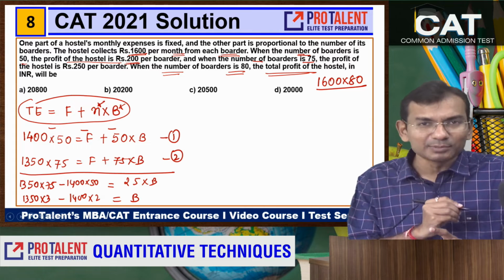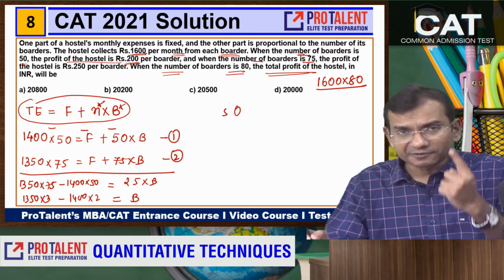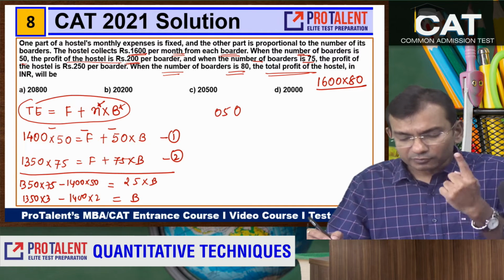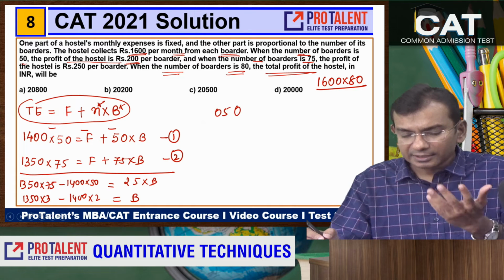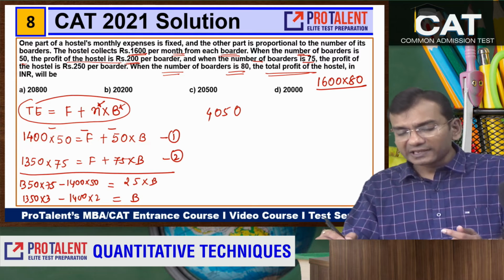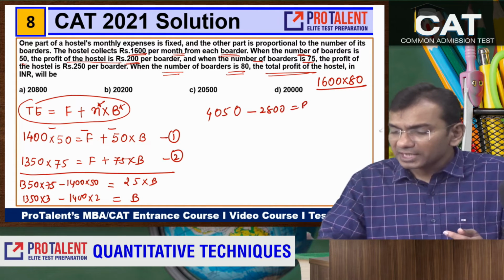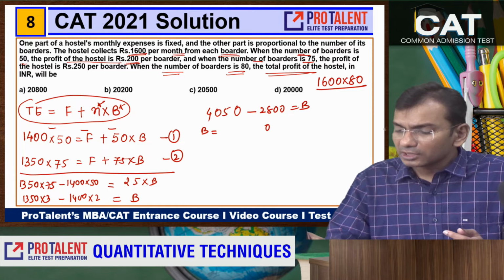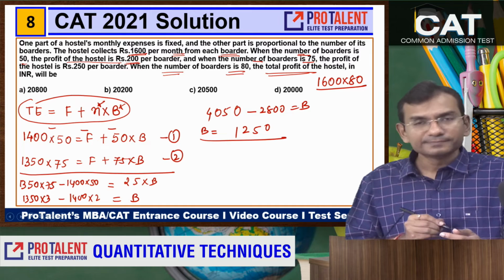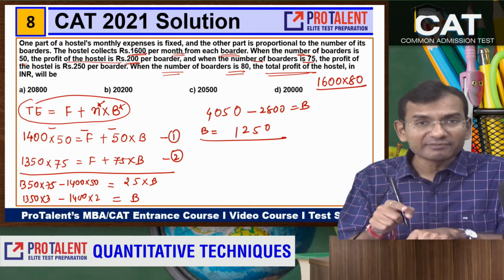This is now reasonably easy. 135 into 3 करना है. So that is 0, 5 3s are 15, carry forward 1, 3 3s are 9 plus 1 is 10, 0, carry forward 1, 3 1s are 3 plus 1 would be 4, 4050 minus 2800 is equal to B. So therefore B is equal to 0, 5, 10 में से 8 गया तो 2 and this is 1250. So when I put this 1250 in this calculation, I'll get my value for F.